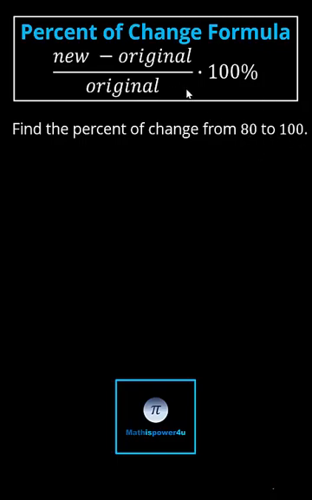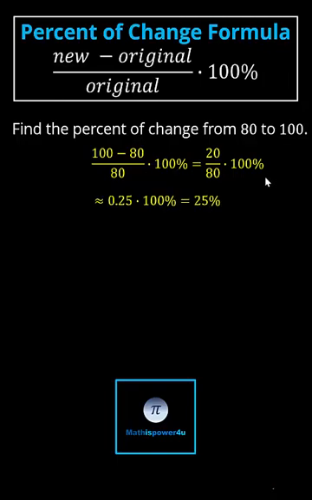Notice 80 is the original amount and 100 is the new amount. This gives us the difference of 100 minus 80 divided by 80 times 100%. Simplifying, we have 25%. Because we have a positive percent, we know we have an increase of 25%.